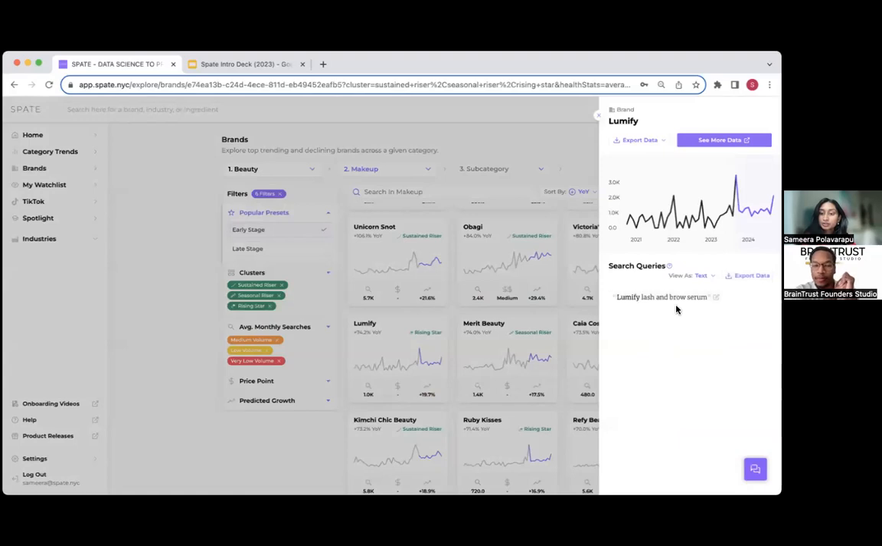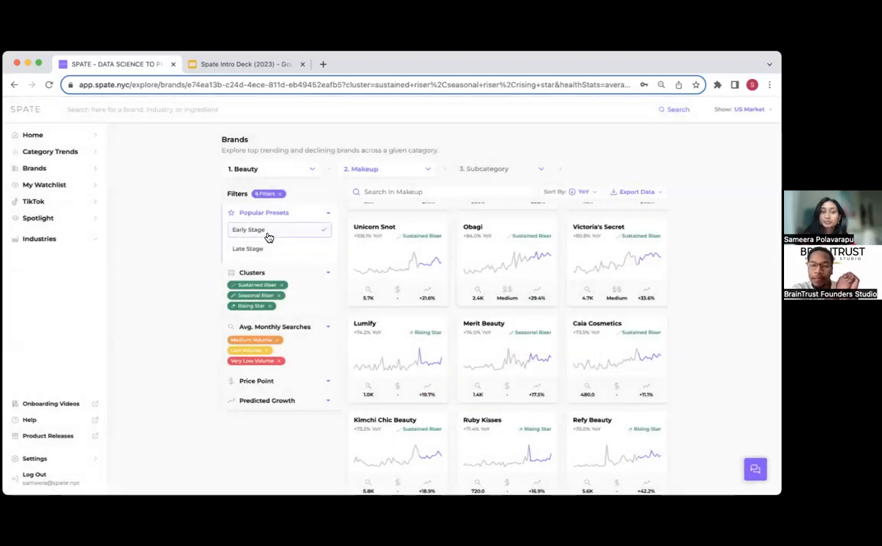Samira, is it possible to potentially link a brand that isn't listed that's currently creating content on TikTok and then use the data from Spate to track its performance, whether it's a direct competitor that's smaller or even these founders' individual brands? Would that be a possibility?